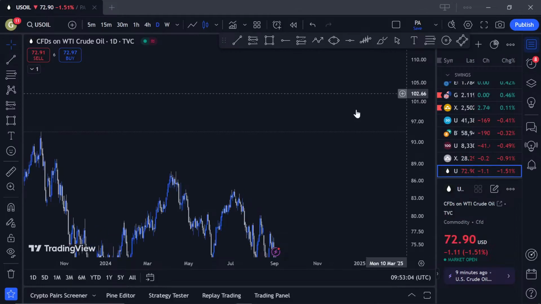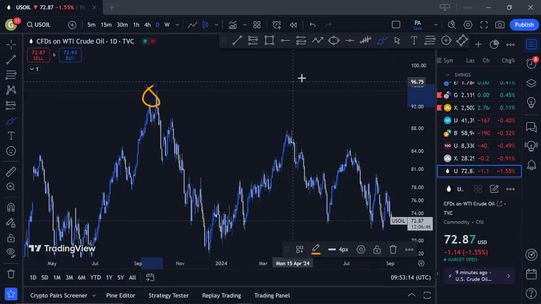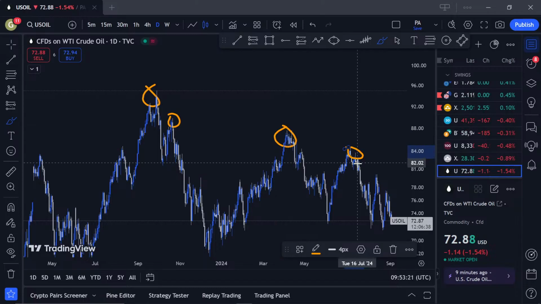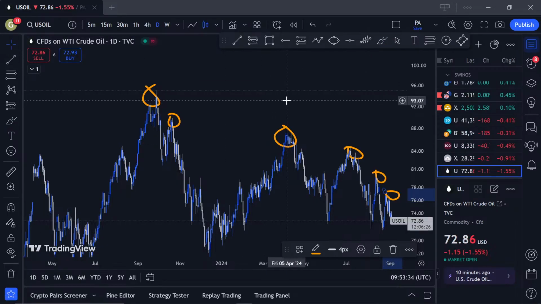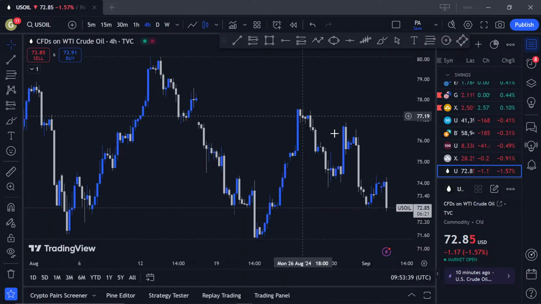Looking at US oil right now, the market seems to be creating lower highs on the daily time frame. You can see this high here, followed by this lower high, followed by this lower high, and that lower high, lower high, lower high. So looking at all of this, we could be targeting a sell on US oil because it has created so many lower highs on the daily time frame. Let me just remove all of them. Let's come over to the 4-hour and actually see the structure.